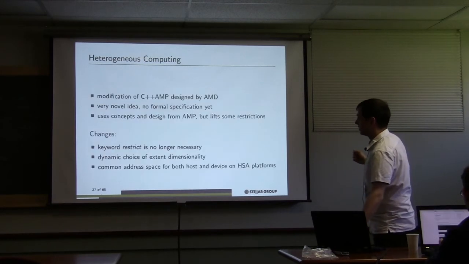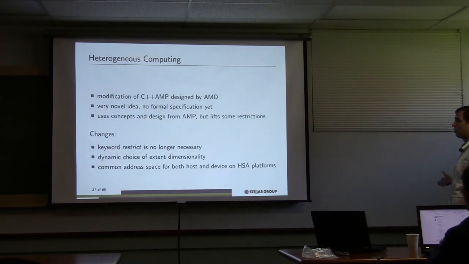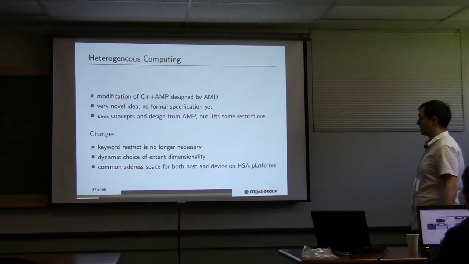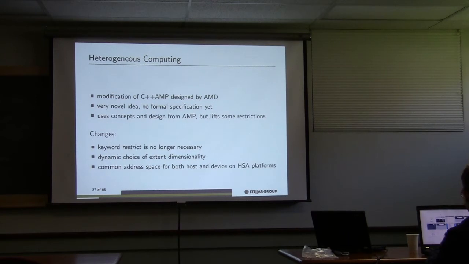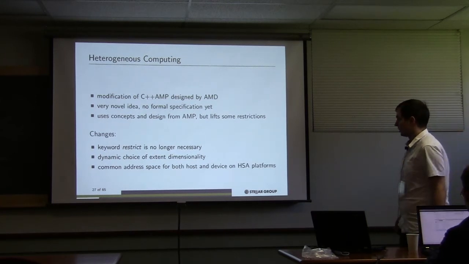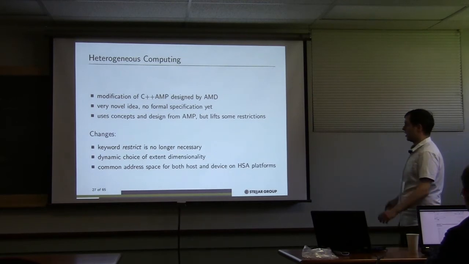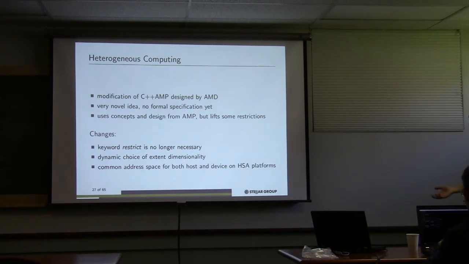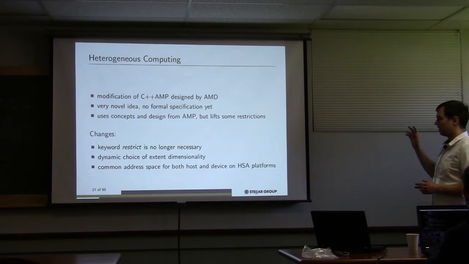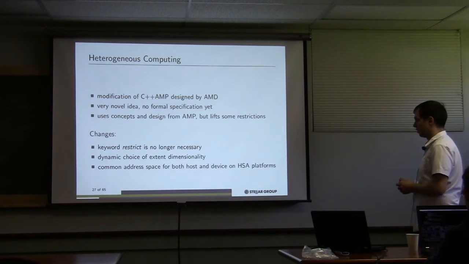Okay. HC is another standard. It's called heterogeneous computing. It's a quite novel idea. I haven't seen any formal specification yet. There is just one web page which describes the differences. Basically, it's very similar. It's almost the same as AMP, but it lifts some restrictions. As I mentioned before, it deals with shared memory systems. So in theory, if you have such hardware and such software support, you could just allocate the data using, for example, malloc, and then use it directly on GPU without any transfer. The keyword restrict, as I heard, is no longer necessary. They somehow go through the abstract syntax tree to find out which functions may or should be compiled to GPU.